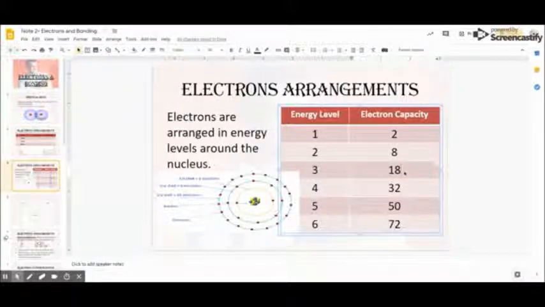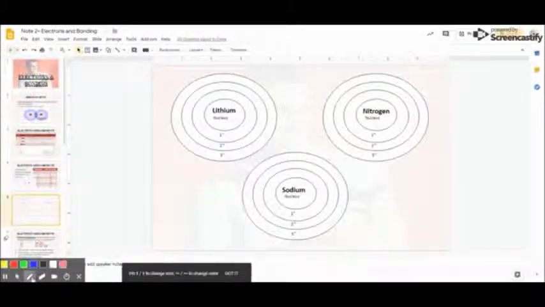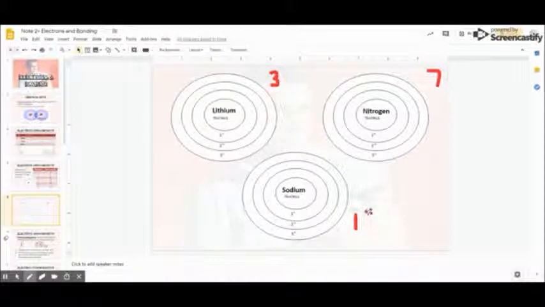Now, you probably won't be asked for questions higher than that, but energy level 4 can hold up to 32 electrons. Energy level 5 can hold up to 50, and energy level 6 can hold up to 72. So let's practice drawing in our electrons for these 3 atoms. We figured out in our warm-up how many electrons total they should have. So we said lithium should have 3, nitrogen should have 7, sodium should have 11. So let's place in our electrons.